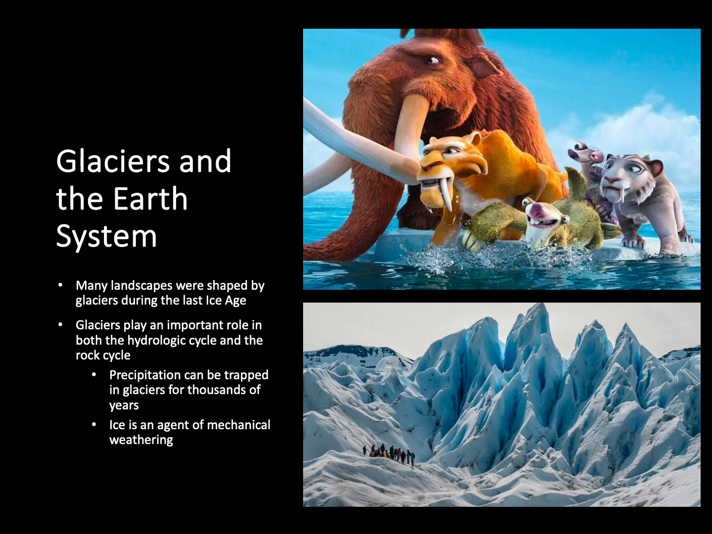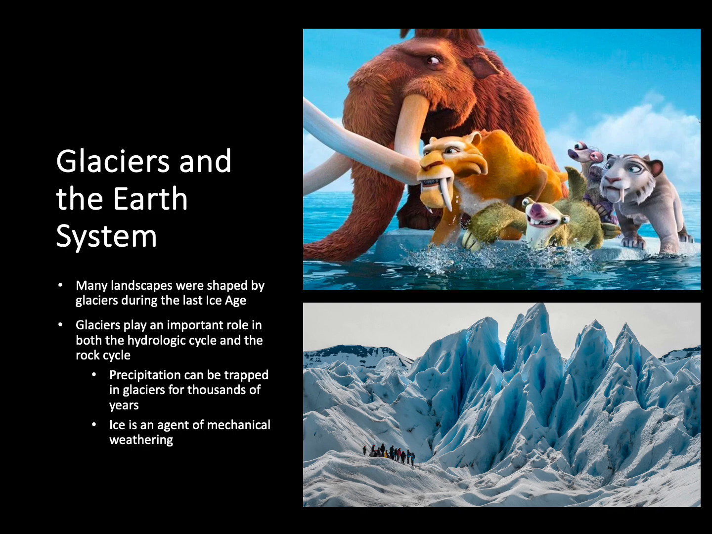When we look at our landscapes or the surface of our continents today, a lot of them were changed during our last ice age by glaciers. So the last ice age happened about 20,000 years ago, and oddly enough, it's very similar to a lot of the conditions we actually see in the movie Ice Age. But glaciers are going to be important in both our water, our hydrologic cycle, as well as our rock cycle.